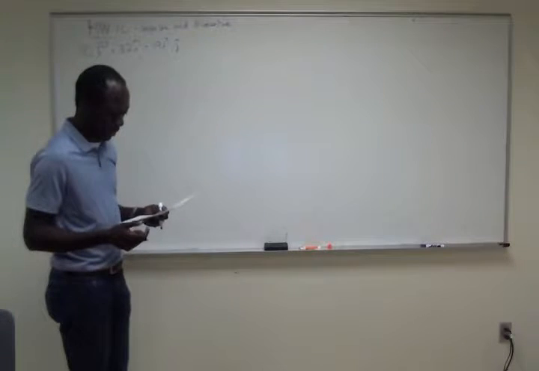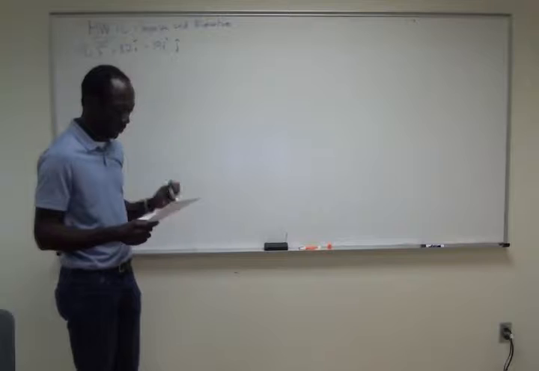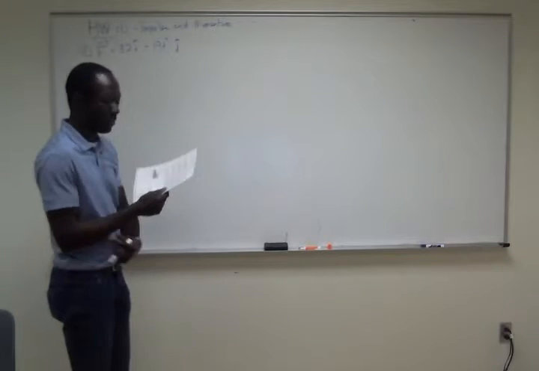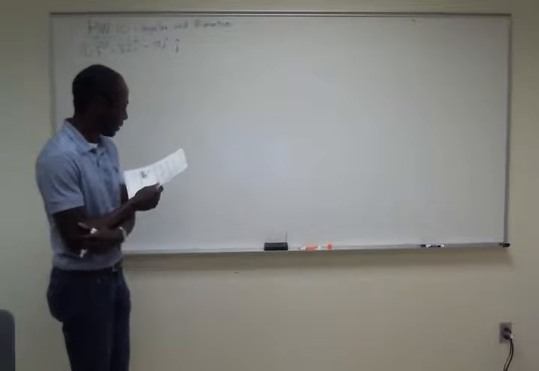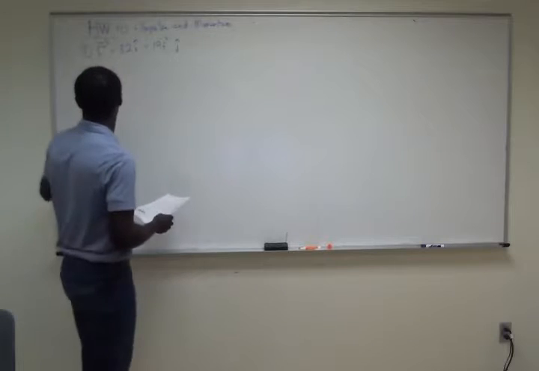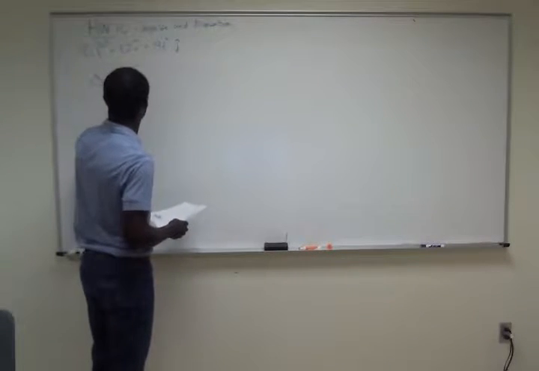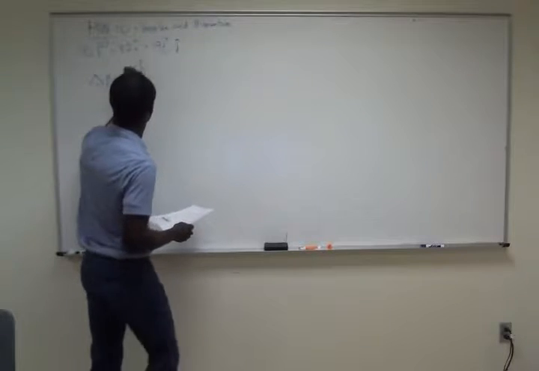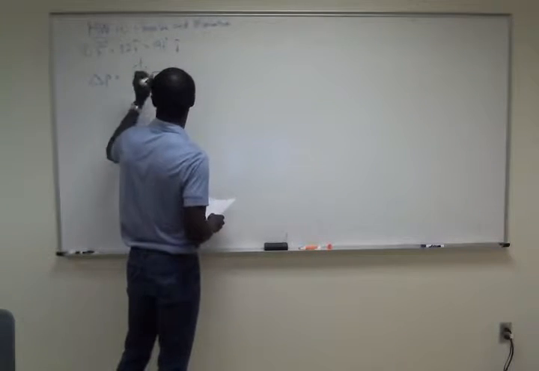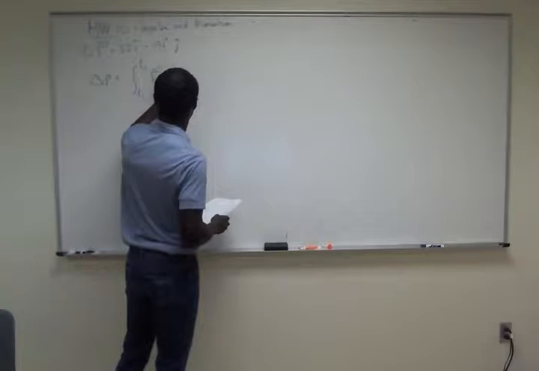You're asked to find the change in the particle's momentum between time t equal to 2 seconds and 6 seconds. So remember, the change in the momentum is equal to the integral from t1 to t2 of F with respect to time.